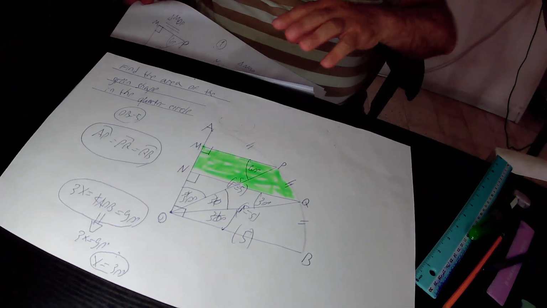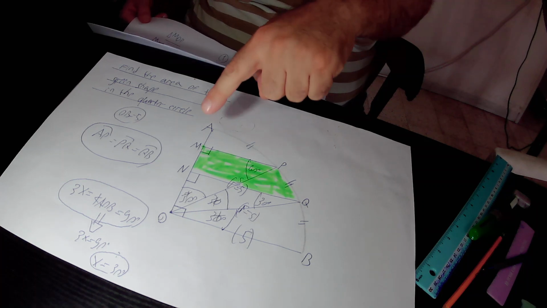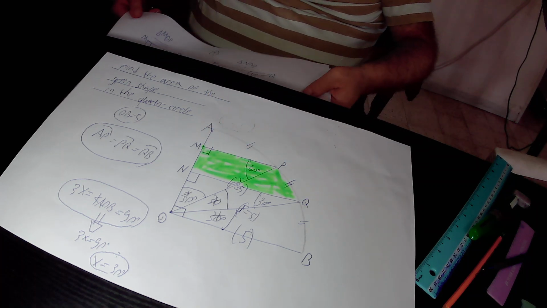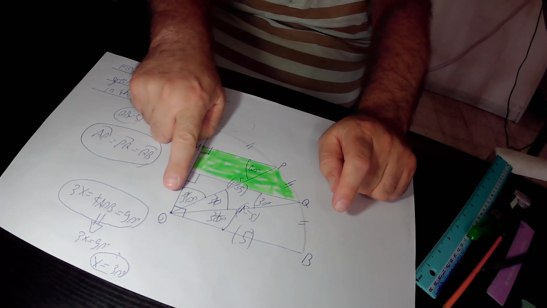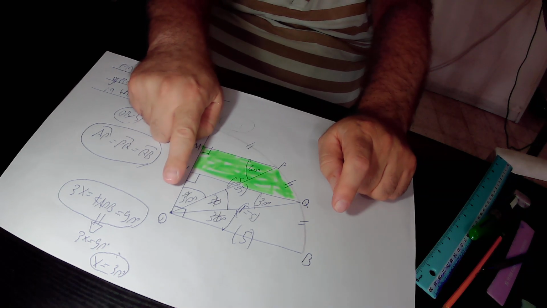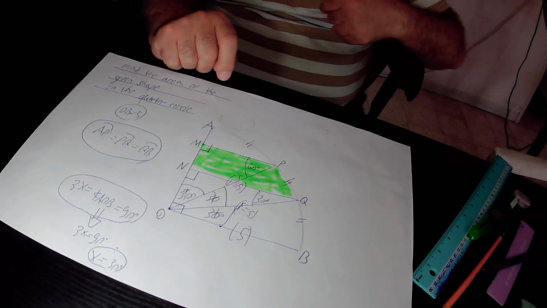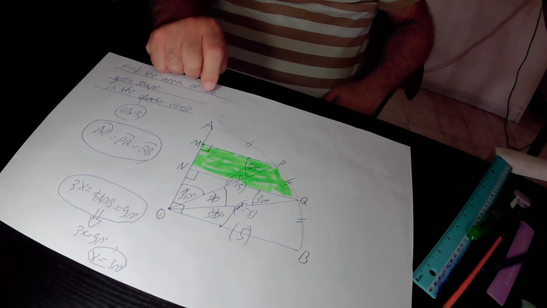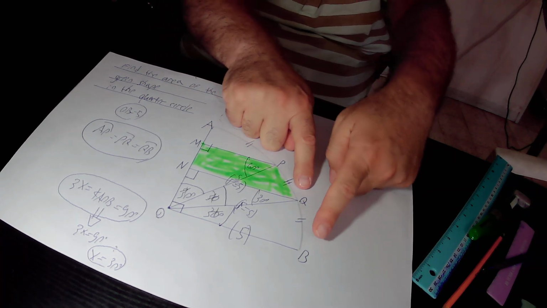Our mission in the second question is to find the area of this green shape. So at the moment we have quarter circle AOB. OB equals 5, that is to say the radius of this quarter circle equals 5 units in length. All those three angles are right angles. In addition, we know that arc AP equals arc PQ equals arc QB.